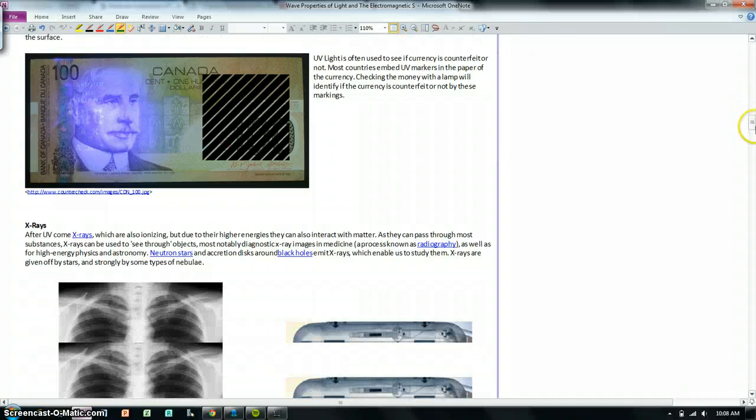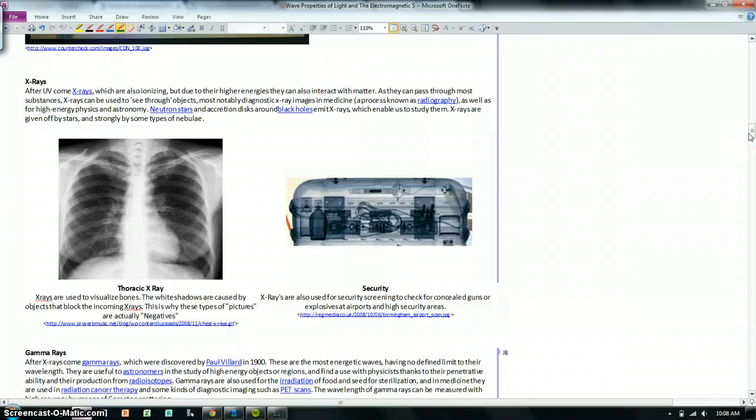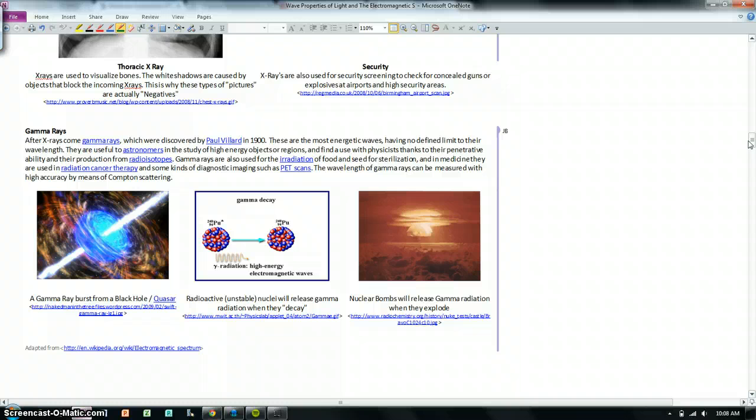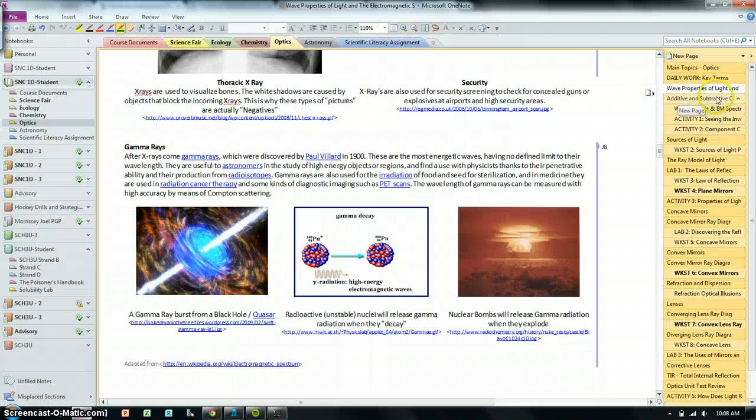X-rays, again, we use that for imaging of bones. Again, much shorter wavelengths, more energy, and last but not least, we have those gamma rays, the most energy because they have the shortest wavelengths. Okay. So how does this all help us see? How does it create the colors that we see?